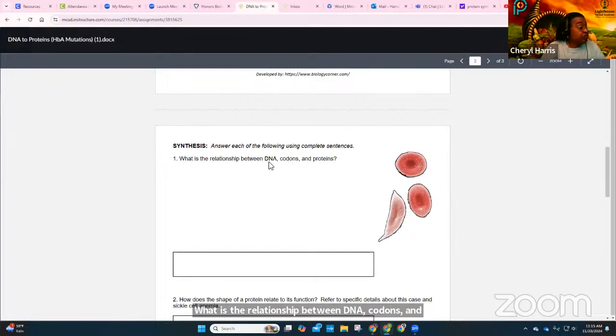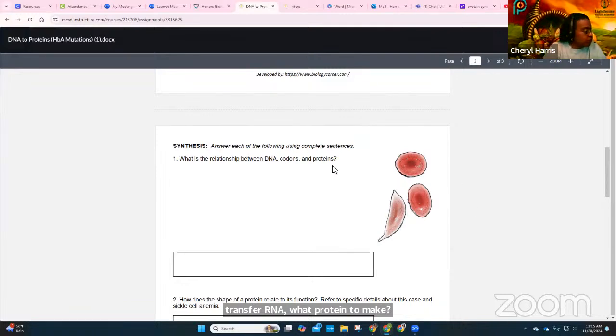The DNA gives the instructions on what codon to make. The codons are the triplet code that is going to tell the transfer RNA what protein to make. And that's how you answer that question.